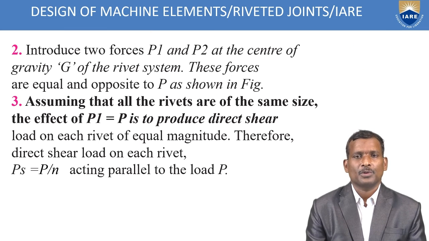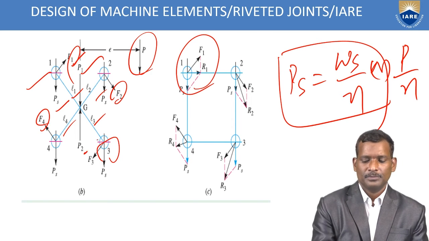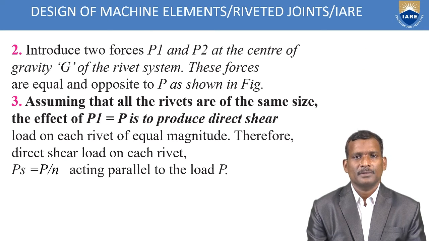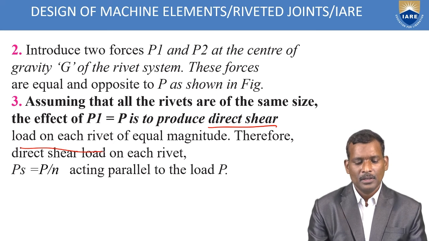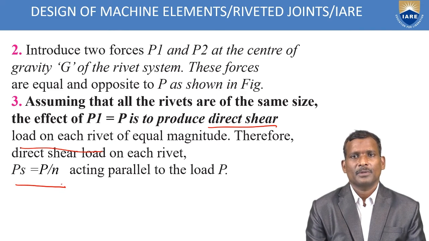Second one is, introduce two forces P1 and P2 at the center of gravity. So these forces are equal and opposite to P, already shown in this diagram. P1 and P2. Assume that all rivets are of the same size. Clear? The effect of P1, equal to P, is to produce a direct shear stress. So already I told you. Therefore, the direct shear load on each rivet you can calculate by using this relation, P by N, acting parallel to the load P.